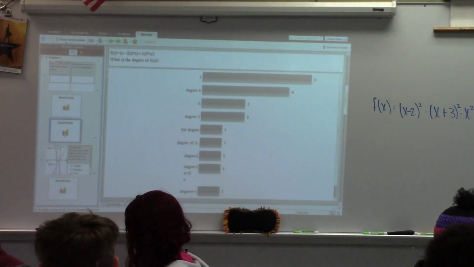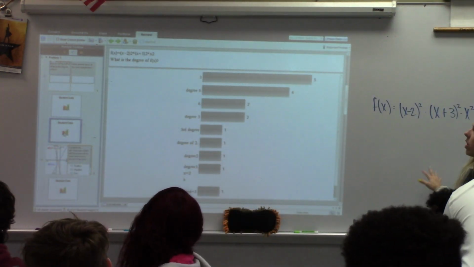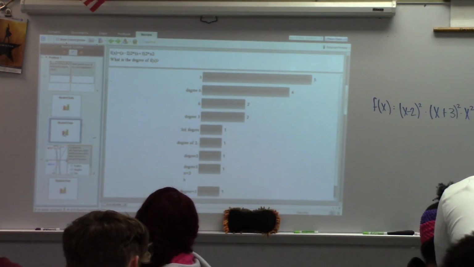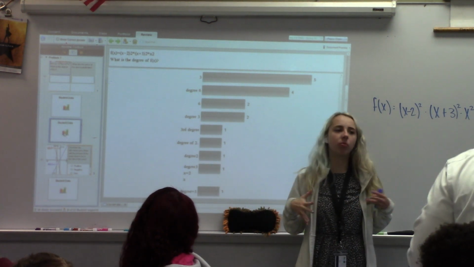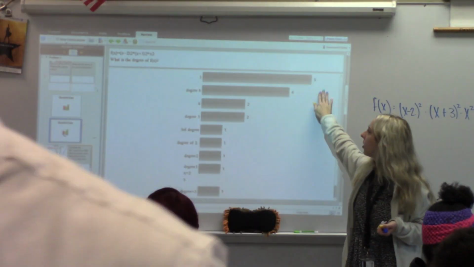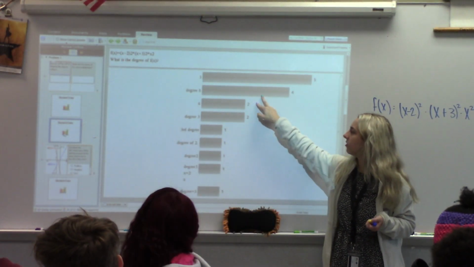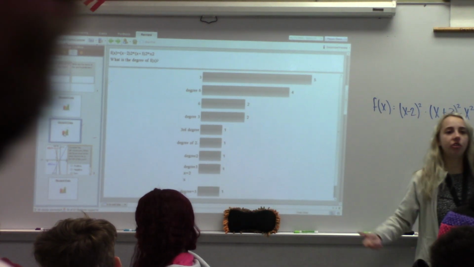Okay guys, so the first thing we had for our bell ringers, we were given this equation for a function and we're asked what was the degree for this function. So we have a pretty split response here. A lot of people said 3, a good chunk of people are saying 6, and we have also a few people saying degree 2.